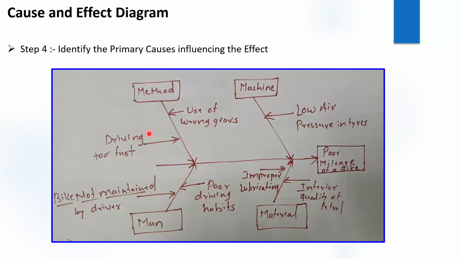Driving too fast. Normally speed should be near about 50 in cities and 70 on highways. But if he is running very fast, that can be a reason or cause which will affect the mileage. Related to material: inferior quality of petrol may lead to poor mileage of a bike. Improper lubrication may also lead to poor mileage of a bike.